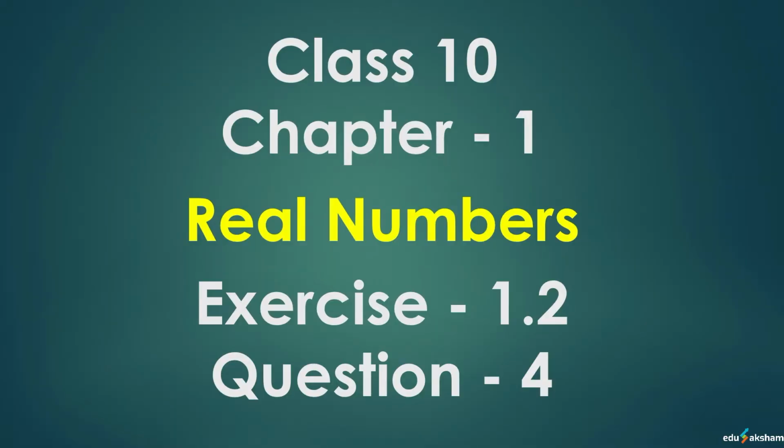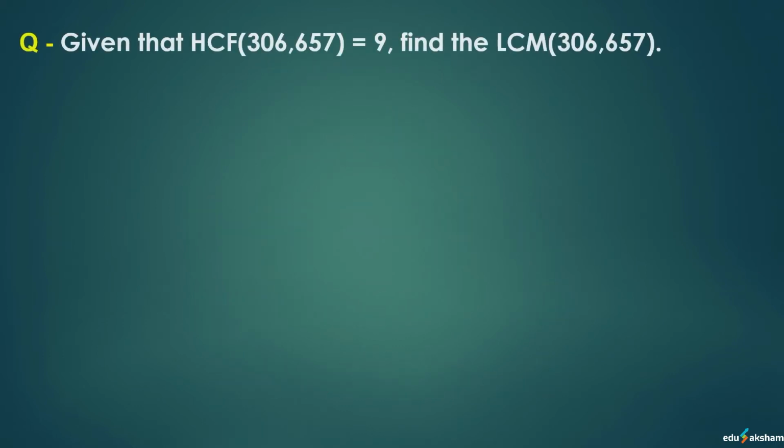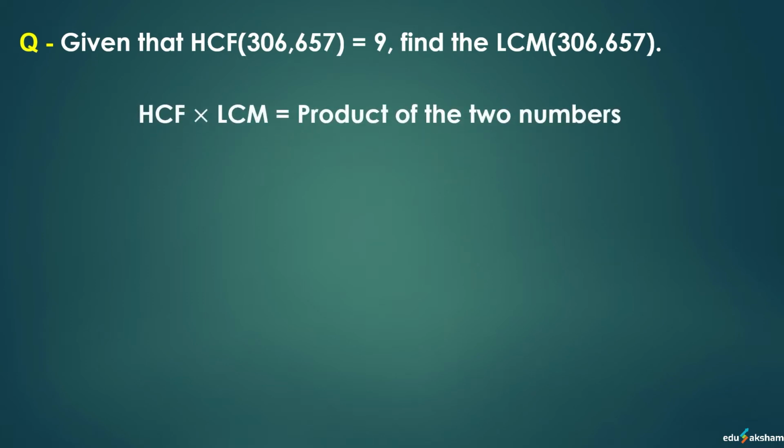Class 10, Chapter 1, Real Numbers, Exercise 1.2, Question number 4. Given that the HCF of 306 and 657 is equal to 9, find the LCM of 306 and 657. To solve this question, we will use the formula that the HCF into LCM of two numbers is equal to the product of the two numbers.